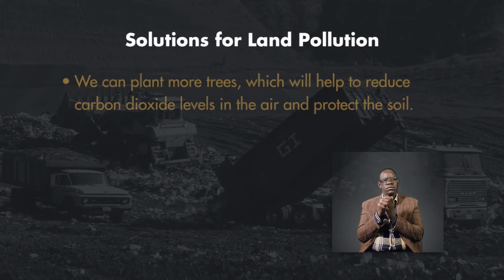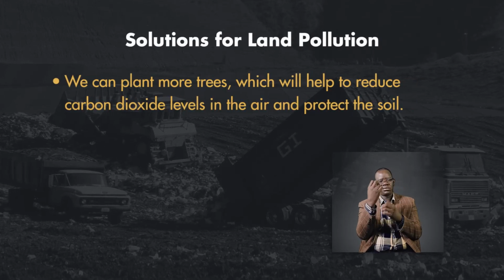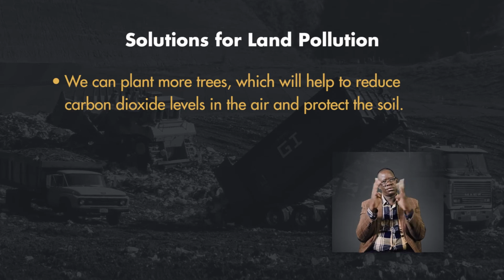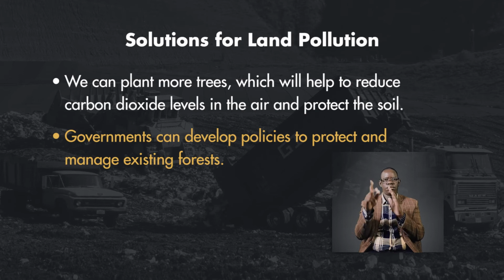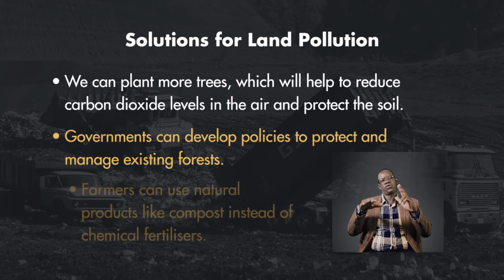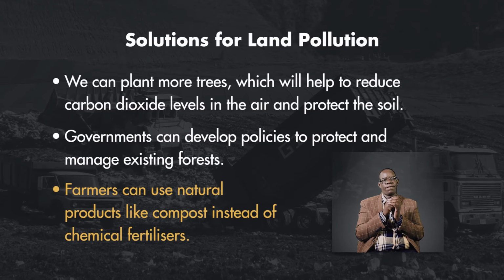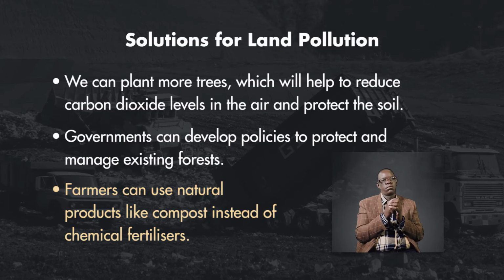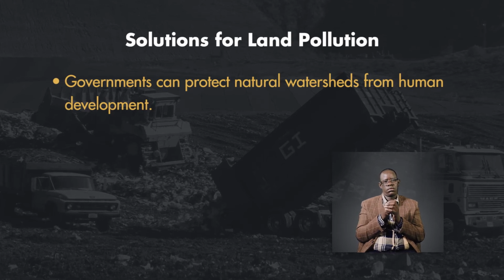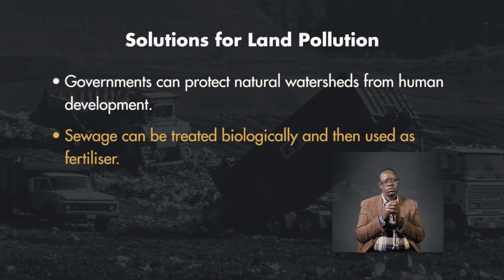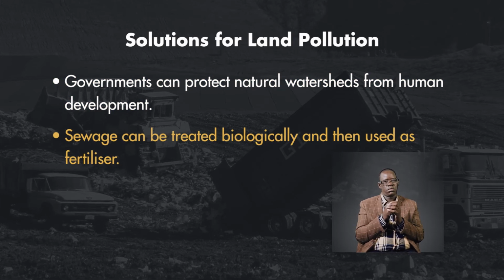Now, Phoebe, what can you tell us about solutions that we can use to at least care for our land for the future to come? We can plant more trees, which will help to reduce carbon dioxide levels in the air and protect the soil. Governments can develop policies to protect and manage existing forests. Farmers can use natural products like compost instead of chemical fertilizers. Governments can protect natural watersheds from human development. Sewage can be treated biologically and then used as fertilizer.